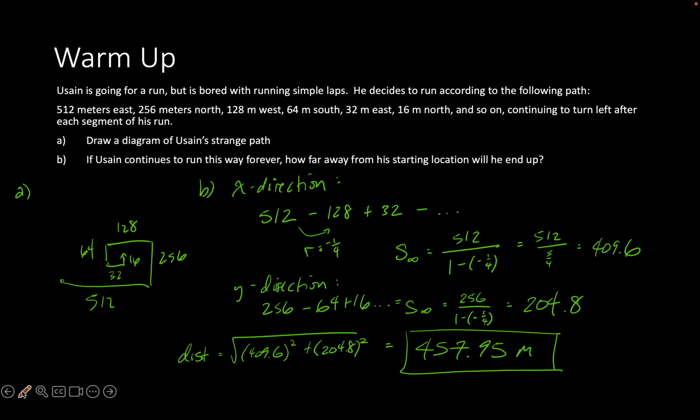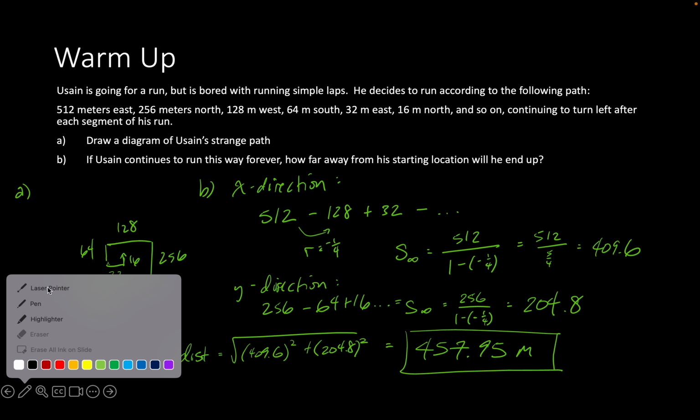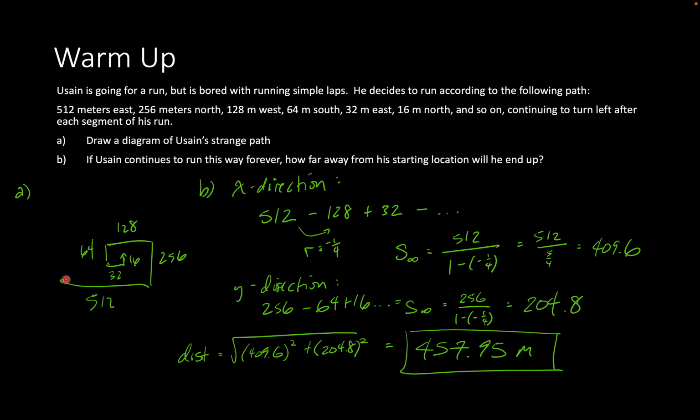So, if we were drawing the diagram, what we would notice is that he starts running east, then he goes north, then he goes west, then he goes south. So it's going to be like a spiral that consists of straight line segments. And now to figure out how far away from his starting location he will end up, I would recommend looking individually at the x direction and at the y direction.